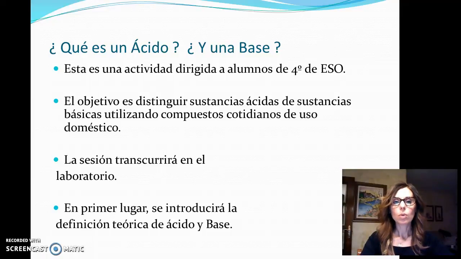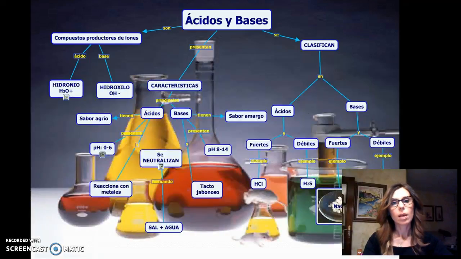We are going to see what an acid is, what an alkaline is, what the difference between them is, and we can work in the laboratory to see different substances. First of all, we are going to see the difference between acids and alkalines. An acid is a compound that produces protons, and an alkaline is a compound which produces hydroxyl ions.